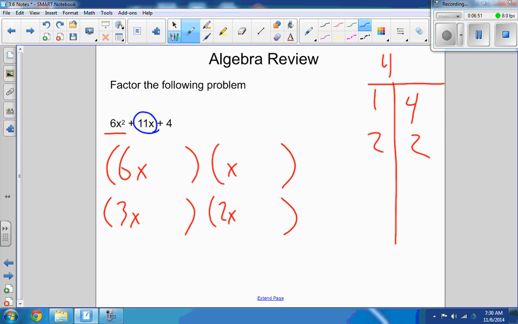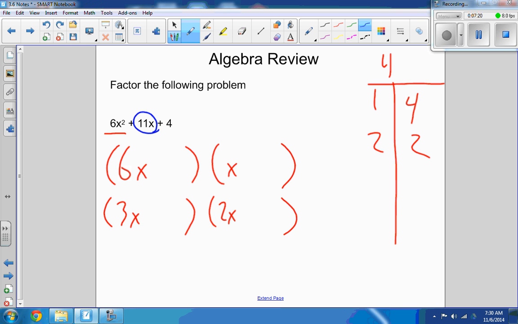So 6 times 1 plus 4 is 10. Okay, that doesn't work. 6 times 2 is 12 plus 2 is 14. That doesn't work. How about the 6 times 4 plus 1? That doesn't work. Let's try the 3 and 2. 3 times 4 is 12 plus 2 times 1 is 14. That doesn't work. 3 times 2 is 6, and then 2 times 2 is 4. 6 plus 4. No, it doesn't work.